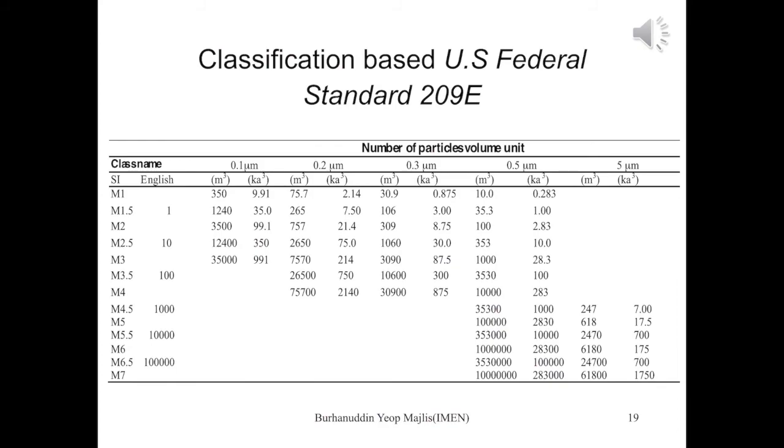And M1.5 is equivalent to class 1. So we have 1 particle per cubic foot, but actually 35 particles per cubic meter. So you can see this table shows the comparison, because sometimes we use the metric system, sometimes we use the British system.